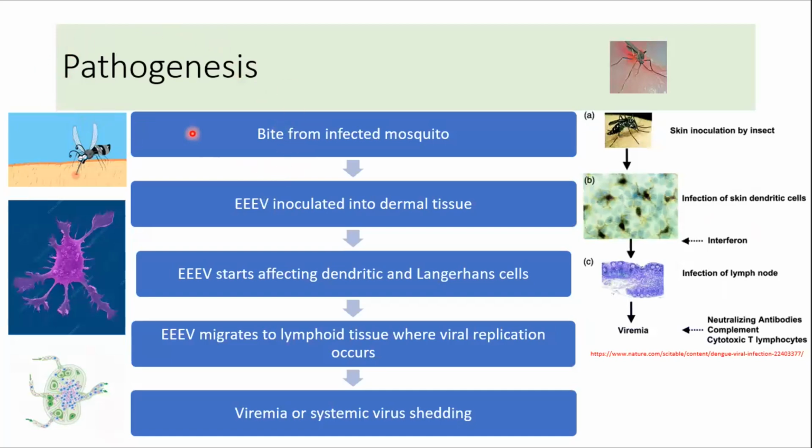Now let's talk about the pathogenesis of this disease. So when a mosquito bites a person, this virus is inoculated into the dermal tissue, and in the dermal tissue it starts to affect the dendritic cells and the Langerhans cells, and slowly this virus migrates to the lymphoid tissues where the virus replication occurs, and ultimately there is viremia and systemic virus shedding.